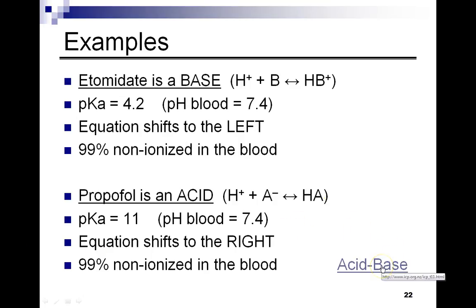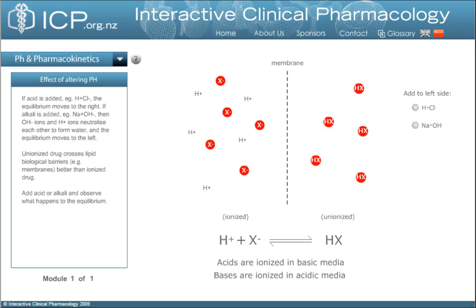Let's take a look at this simulation over here. Here we're seeing a membrane dividing. On one hand we have our ionized drugs, and on the other hand our non-ionized drugs. The charged drugs can't cross the membrane, but if we add some acid to one side of this, so here comes some protons, and the excess protons mix with the negatively charged drug to make a neutral species that can cross the membrane.